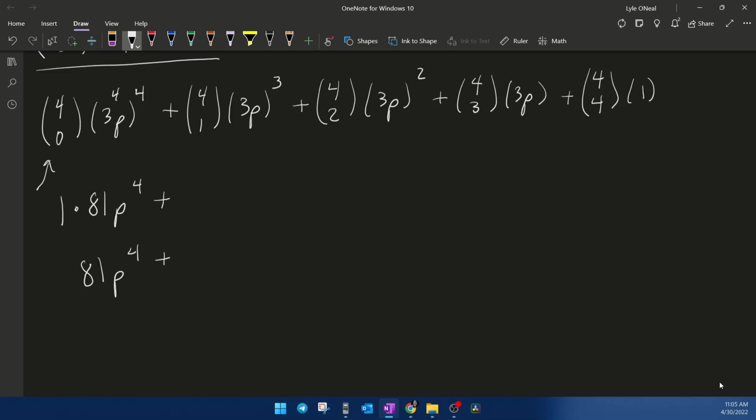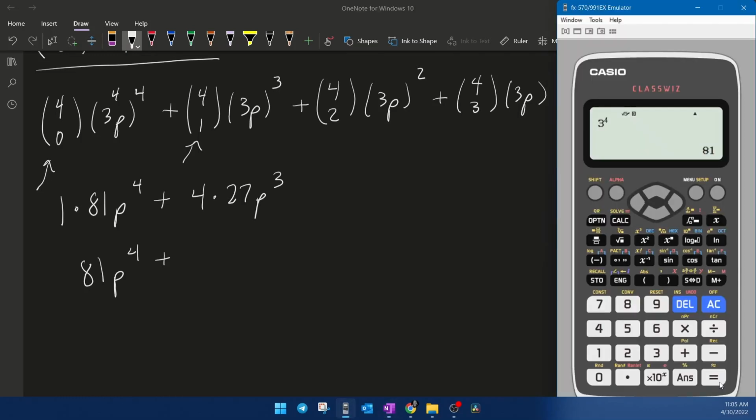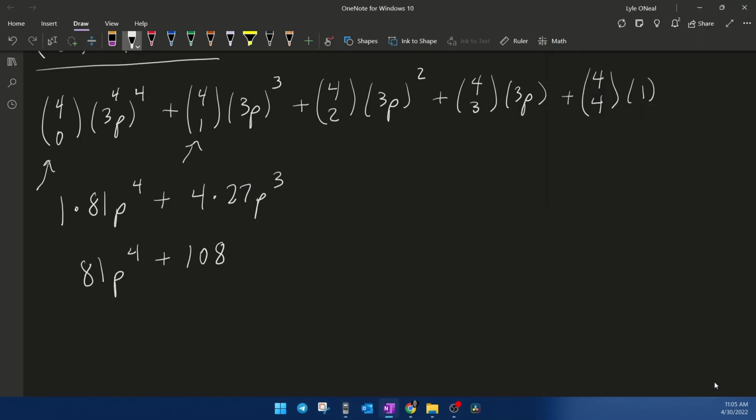And then next term, 4 choose 1 is 4, 3 to the 3rd is 27, p to the 3, and then just to prove that I'm not lying to you, 4 choose 1 is 4, 3 to the 3rd is 27, and then I want to multiply that by 4 to give me my next coefficient. That would be 108p cubed. And then plus, and we keep going.